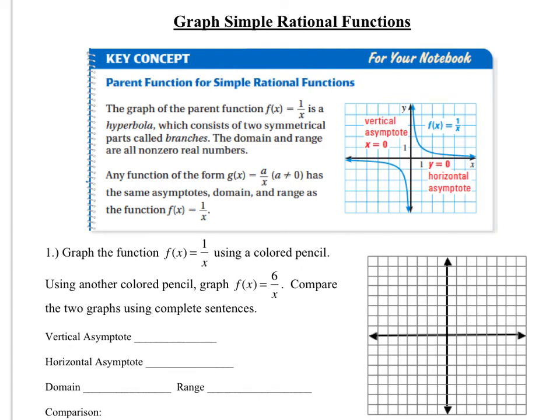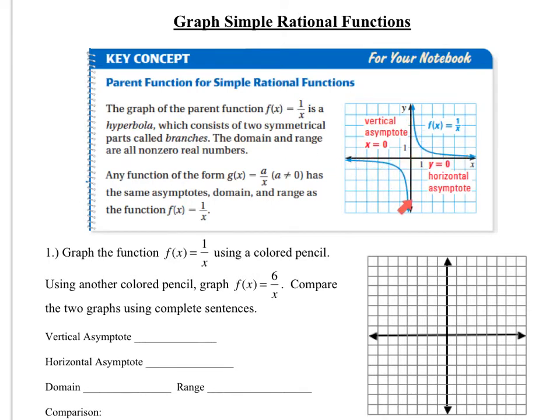In this lesson, we're going to be graphing just simple rational functions. We'll get into more complex rational functions in another lesson. So here, if we take a look at this basic one, the graph of a parent function 1 over x is called a hyperbola. It's also called the reciprocal function, so depending on which book you're looking at, it's called different things. It consists of two symmetrical parts called branches, and you'll see that over here in the graph.